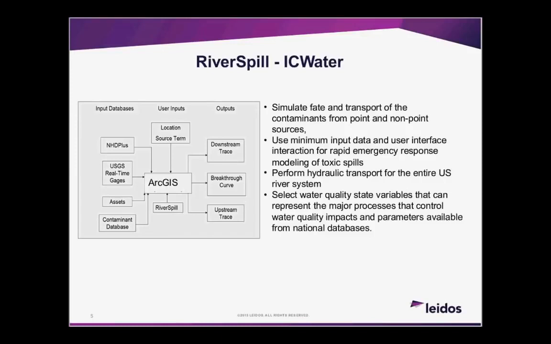It's designed to work in emergency management cases as well as planning and contingency operations. So we set it up to use minimal input data and a fairly simple user interface to get an answer very quickly to an emergency responder. By using the NHD Plus, we can perform hydraulic transport on any stream in the NHD Plus network. And we tried to select water quality state variables that control the major processes and parameters available from those national databases.